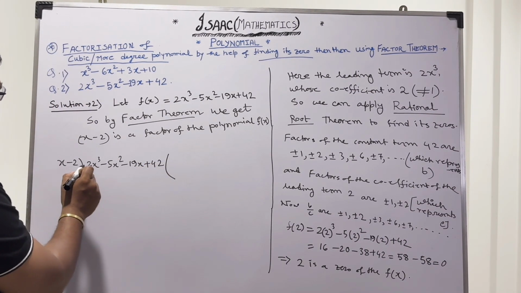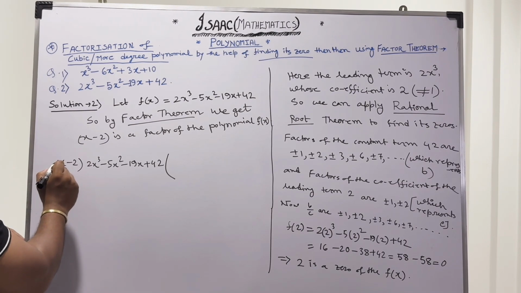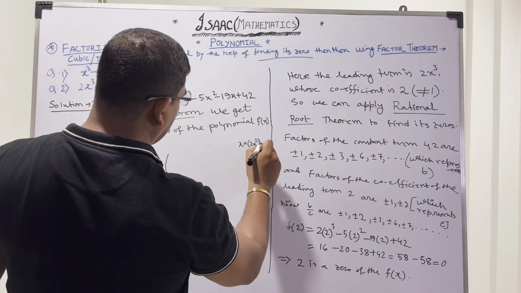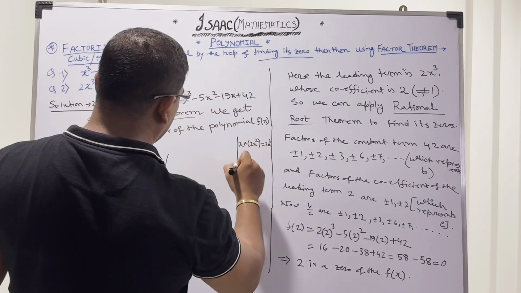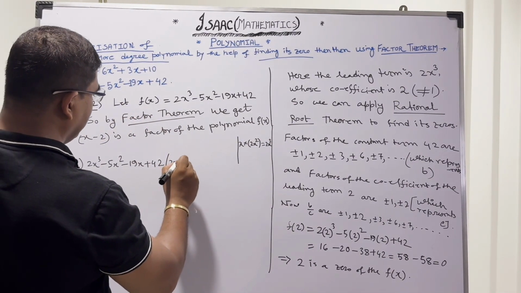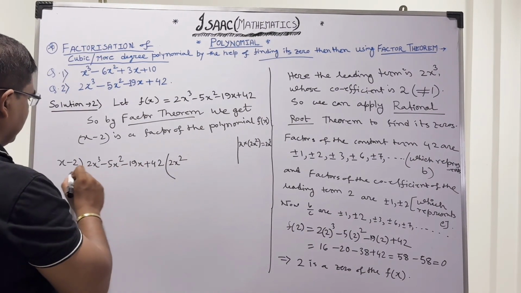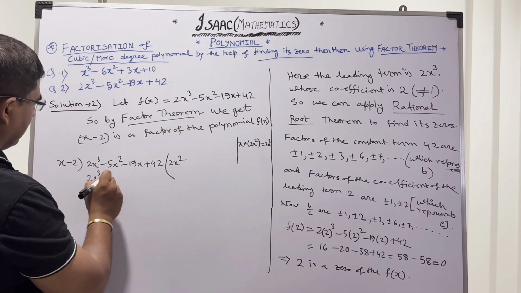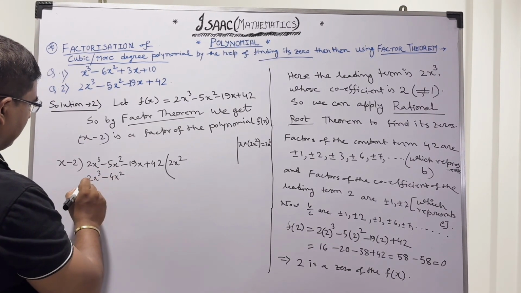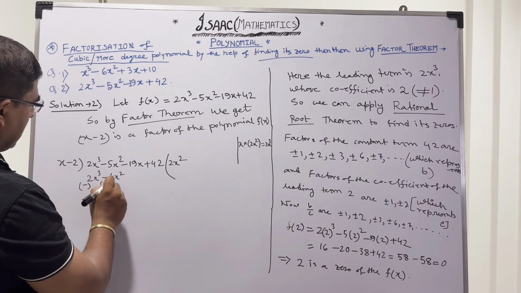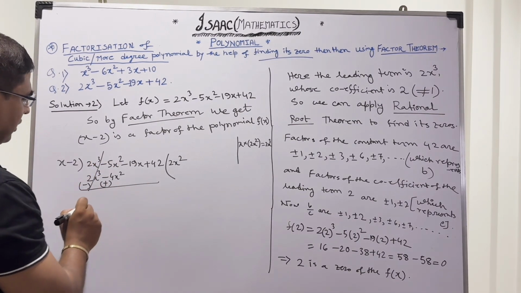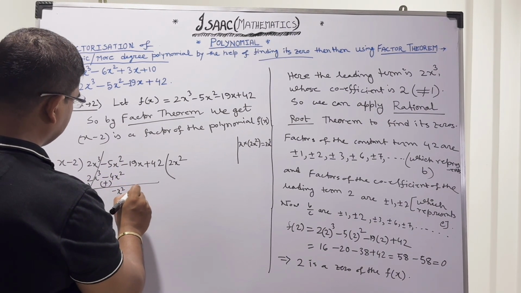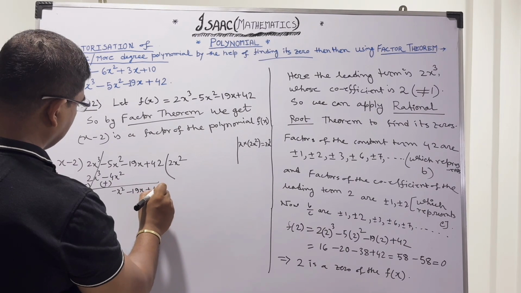So, to get 2x cube, we have to multiply this x by 2x square. In the quotient, there will be 2x square. After multiplying with x minus 2, we get 2x cube minus 4x square. And after subtracting, we have minus 2x cube plus 4x square. Cancelling these 2x cubes, we have minus 5x square plus 4x square, which gives minus x square minus 19x plus 42.